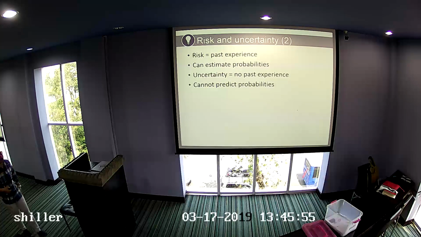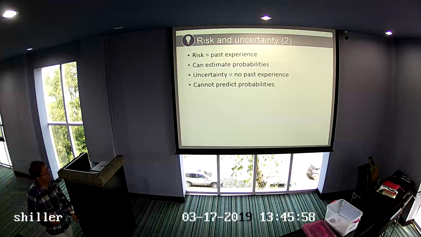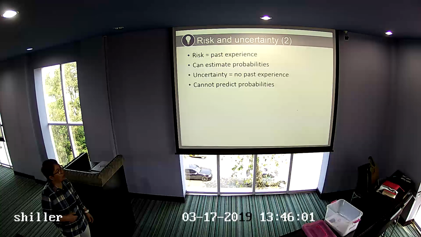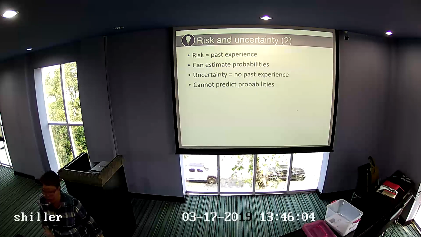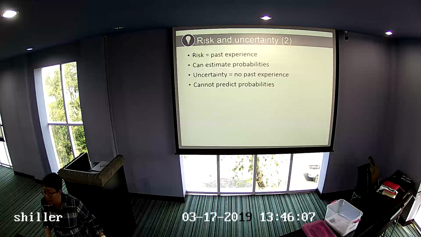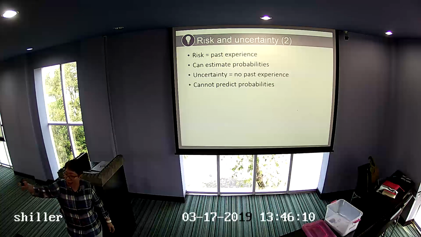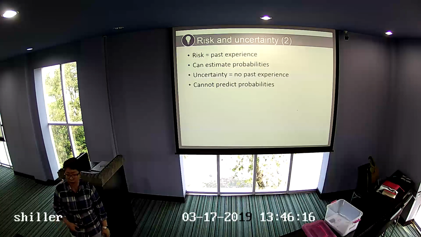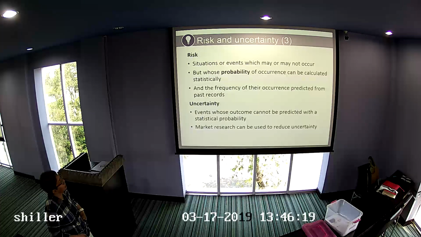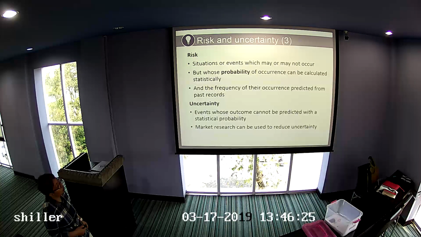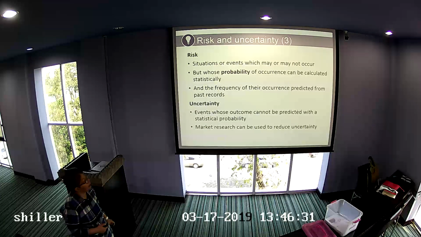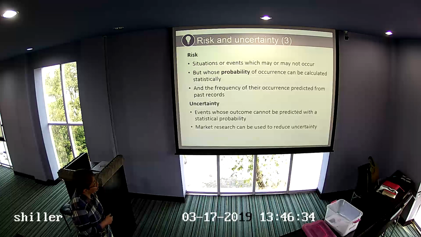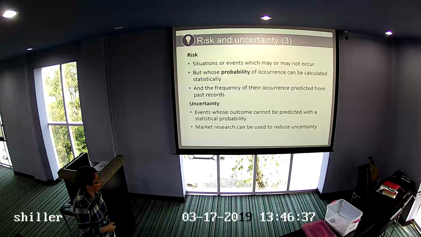Okay? So risk, we said you have a past experience and you can estimate the probabilities. In a situation of uncertainty, there is no past experience. So therefore, you cannot predict probabilities. So if there's no information in the past, you cannot predict the future. Okay? So what happens? During risk, things may have occurred, or you know things will occur, but you put in certain probability. In terms of uncertainty, really the outcome cannot be predicted.